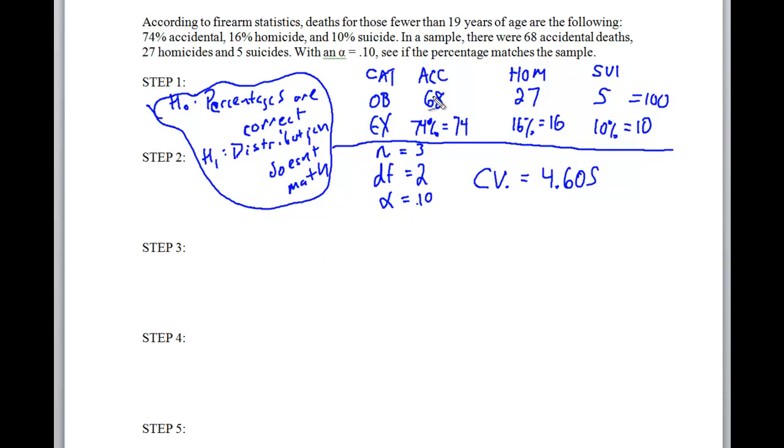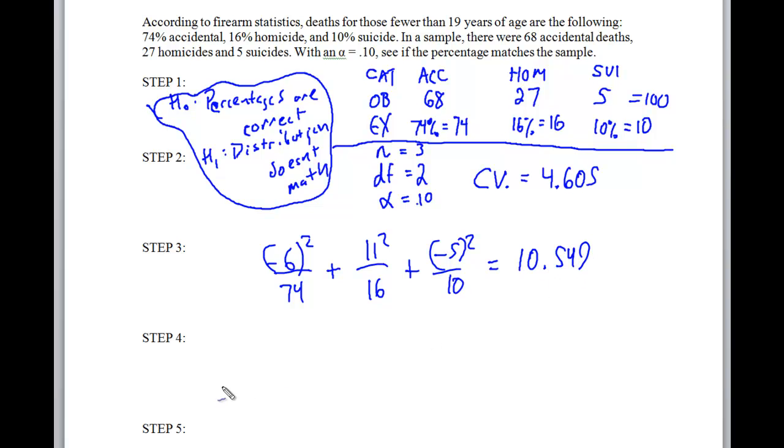Step 3, subtract these two numbers, which gives me negative 6. I'm going to square that and divide it by 74. Subtract the next two numbers. 27 minus 16 is 11 squared divided by 16. And then 5 minus 10 is negative 5 squared divided by 10. What's important is that when you type this into your calculator, it's probably better to go 6 squared divided by 74, plus 11 squared divided by 16, plus 5 squared divided by 10 in one string, and see if you get the right answer.